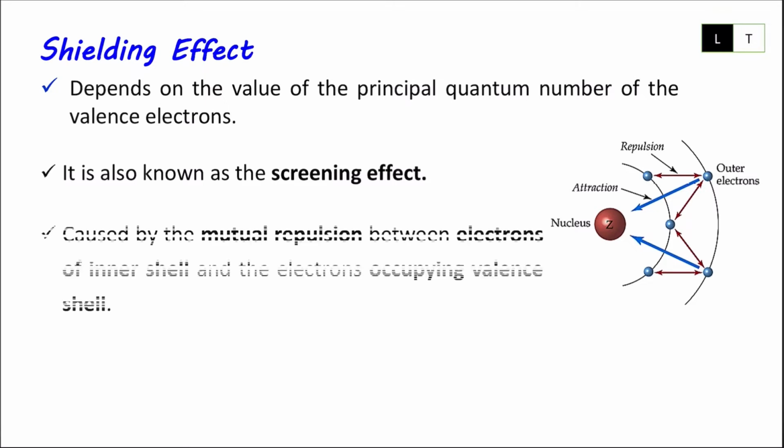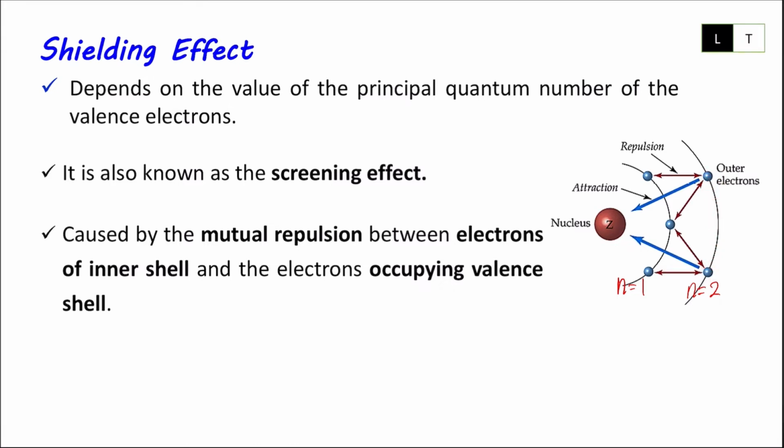Shielding effect is caused by mutual repulsion between electrons of the inner shell and electrons in the valence shell. If you see from this picture, you have the nucleus in the middle, and the electrons in the first shell, n equals 1, and the electrons in n equals 2. We have 3 electrons in the inner shell and 2 electrons in the outer shell, the valence shell.